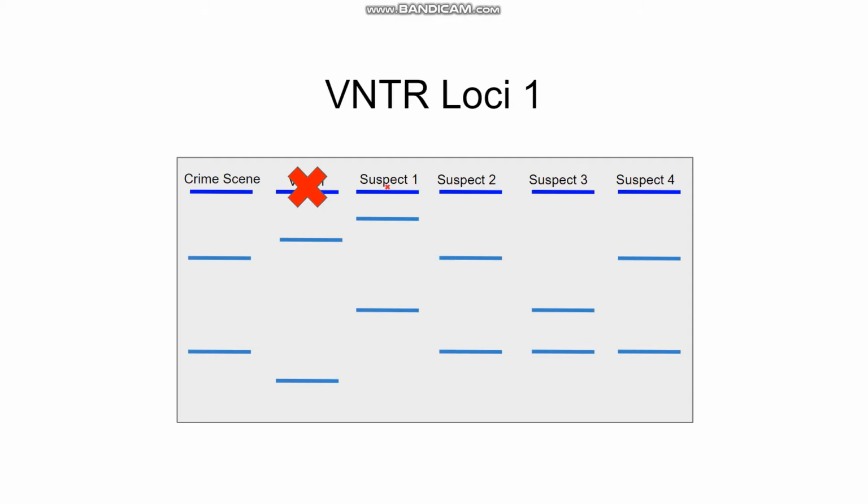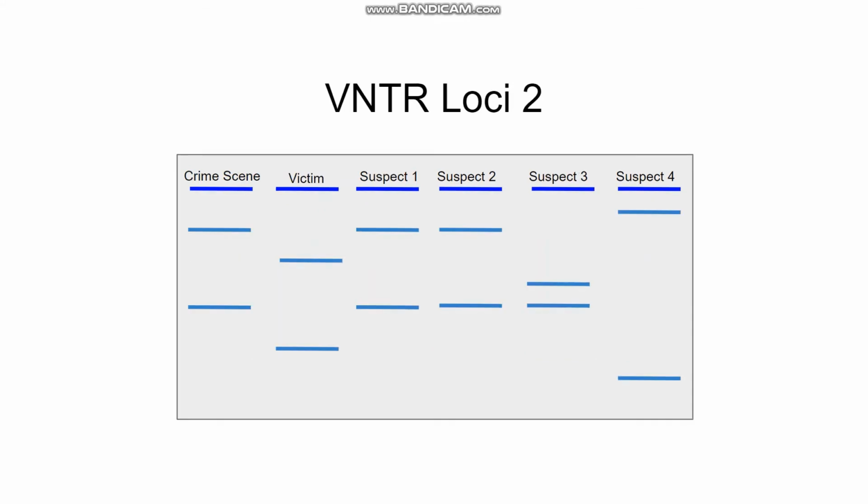Moving on to suspect 2, it looks like both the top and bottom bands match the sample from the crime scene, so we can't rule out suspect 2. It looks like suspect 3 has one allele that matches the sample, but the other does not, so it can't be suspect 3. And it looks like both alleles from suspect 4 match the alleles from the sample, so we can't rule them out either.